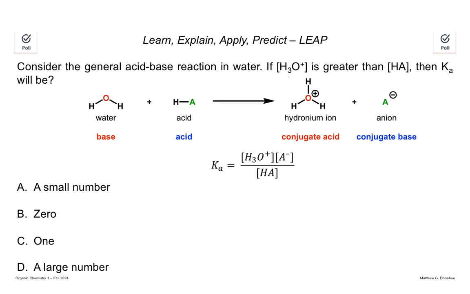For example, you can plug any number you want here. If you say hydronium is 1,000, HA is 1, that's going to give you a big number. So we would say it's D, you get a large number. Again, we don't have to put in specific things. We're just trying to come up with a general concept of how these concentrations overall affect Ka.